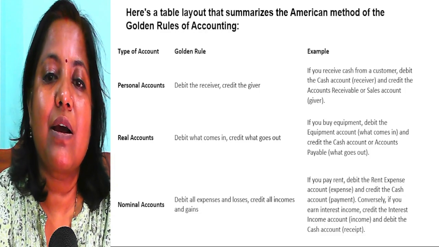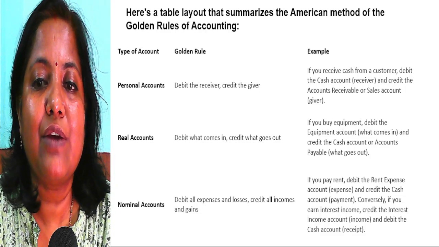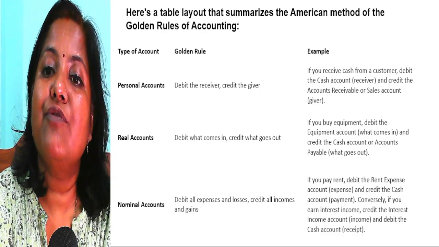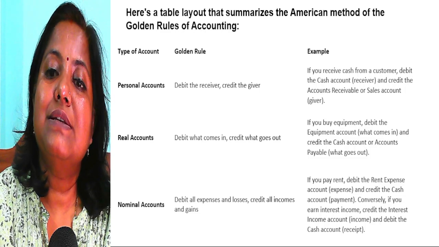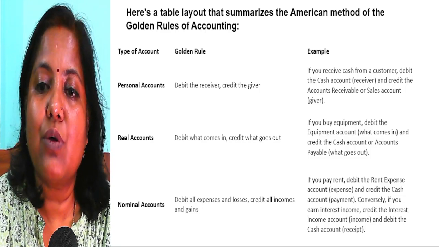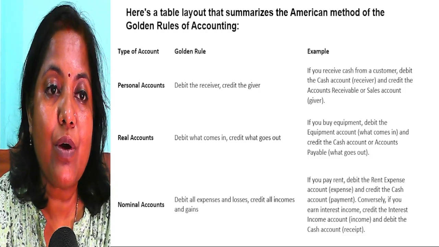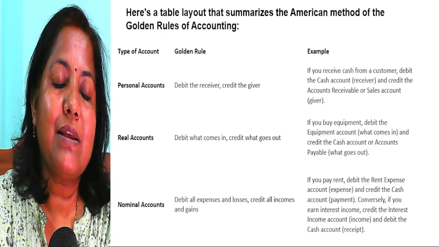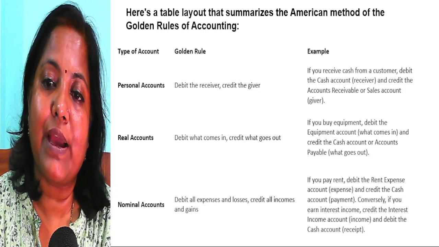Okay. Real accounts: debit what comes in and credit what goes out. If you are buying equipment, debit the equipment account, what comes in, and credit the cash account or accounts payable, what goes out. What is going out? The money is going out, and what is coming in? The furniture is coming in, so furniture account is debited and cash is credited, right?